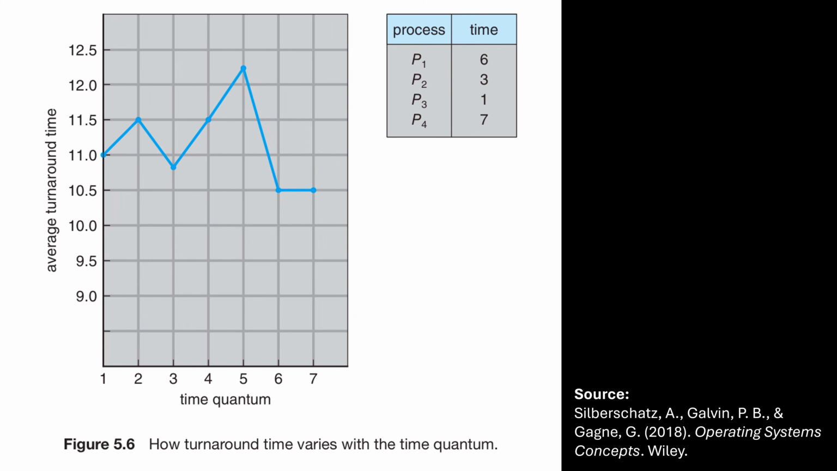The average turnaround time of a set of processes does not necessarily improve as the time quantum increases, though, as you can see here. In general, the average turnaround time can be improved if most processes finish their next CPU burst in a single time quantum to ensure context switches happen only when necessary.